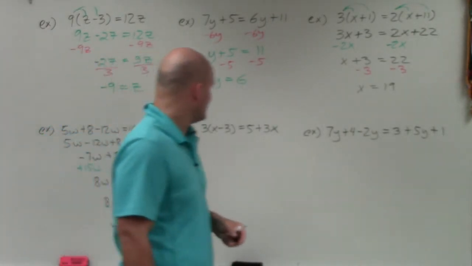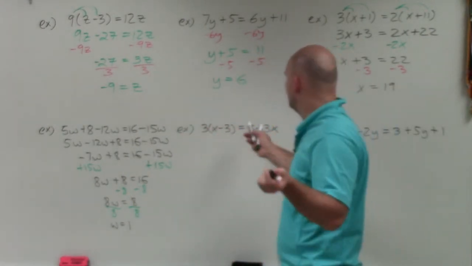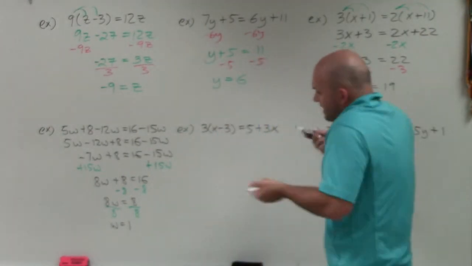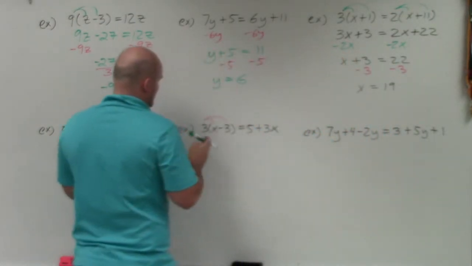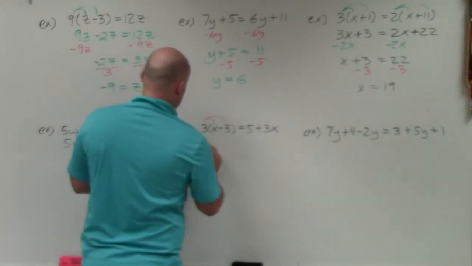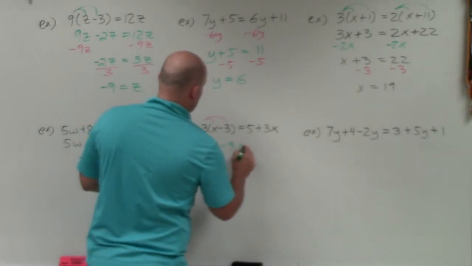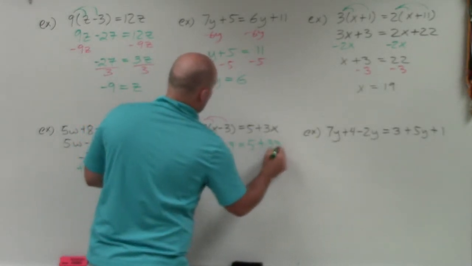All right, for the next example here, again, you might say, oh, well, it looks very similar to this other one, right? And yeah, you're just going to follow, again, the same process. We're going to apply distributive property here. And when doing that, I obtain 3x minus 9 equals 5 plus 3x.